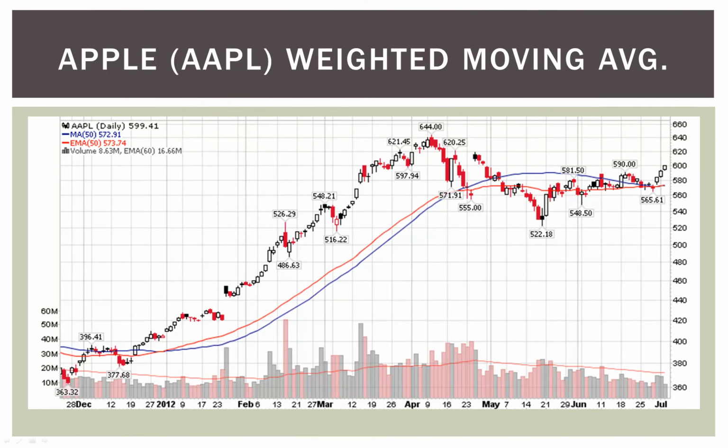Now I'm going to go back to our Apple example and show you a specific kind of weighted moving average, which is the exponential moving average, which we'll talk about in our next video. But the blue line here is a simple 50-day moving average for Apple. It's the same one we had on our previous slide. And the red line is an exponential moving average, which is a specific type of weighted moving average. And as you can see, they follow along very, very closely.